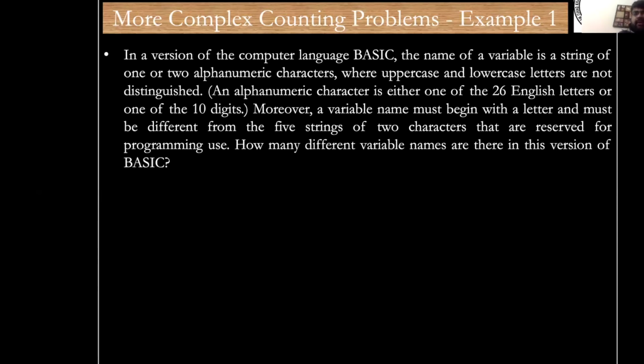But there's one point that we have not addressed yet, and that is that it must be different from the 5 strings of 2 characters that are reserved for programming use. So this is not allowed. We cannot have these 5 different strings of 2 characters. So the answer is simple: 26 plus 26 multiplied by 36 minus 5, because those 5 are not allowed. And this is the number of variable names that are possible in this version of BASIC. So let's see the solution, and then we can move on to the next example.